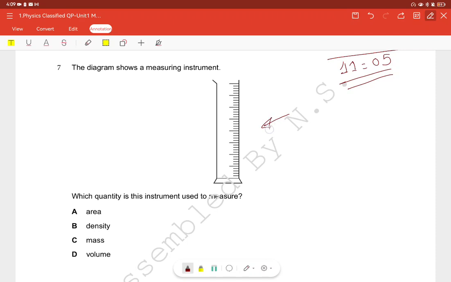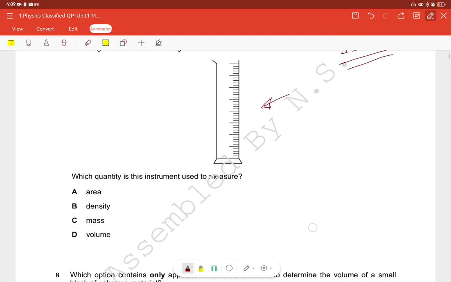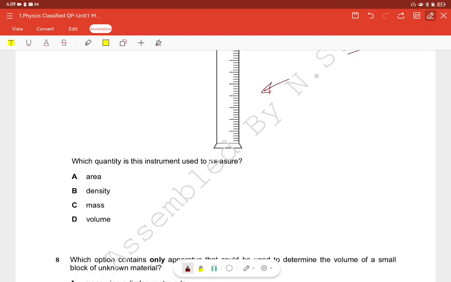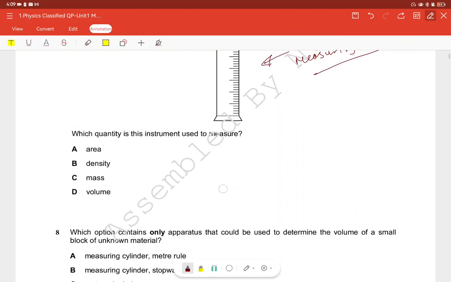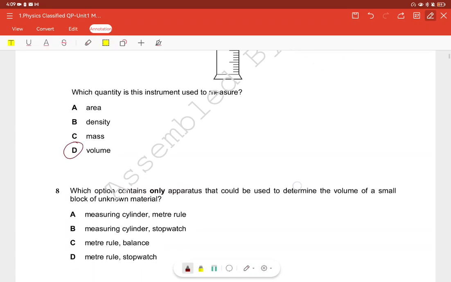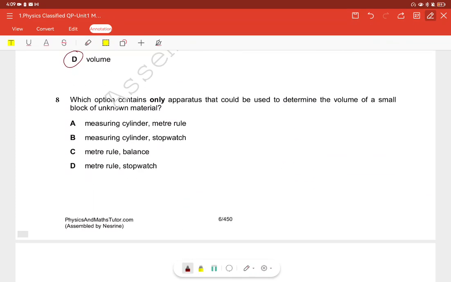This is a measuring instrument. Which quantity is this instrument used to measure? Of course, this is a measuring cylinder, isn't it? A measuring cylinder is used for measuring volume. Which option contains only apparatus that could be used to determine the volume of a small block of unknown material?